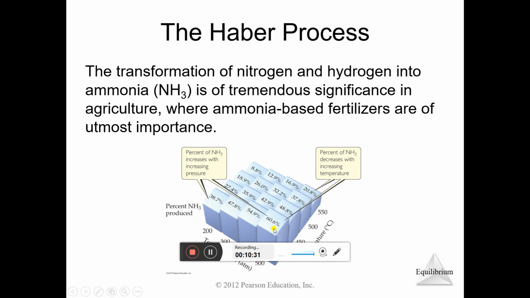If I were to shift anything here, if I were to drop the temperature, you could see the product would drop. If I were to drop the pressure, you can see the product formation would drop. Okay, so every shift that occurs, there's going to be a shift in the dynamic equilibrium.